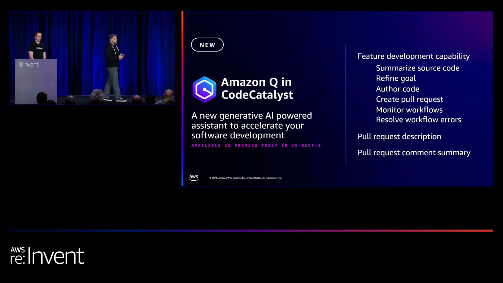In addition to that, we also use the power of Q to make some general quality of life improvements, including summarizing and explaining things in natural language. These features are available today in preview in US West 2. And rather than keep talking about them, why don't I hand this off to Doug so he can actually show you them in action.